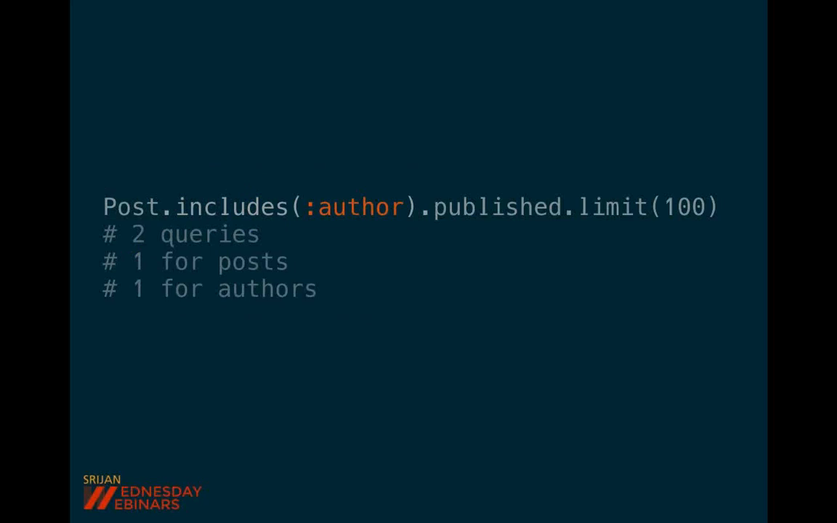If you use includes instead, you include the author, and then it does one query for the posts, and then it takes all of those post IDs and does one query to the author table to get all of the authors with those IDs. So it's 2 queries, and it does some magic to combine the data in the background. You get 2 queries in the end instead of 101, which is a pretty huge performance win.